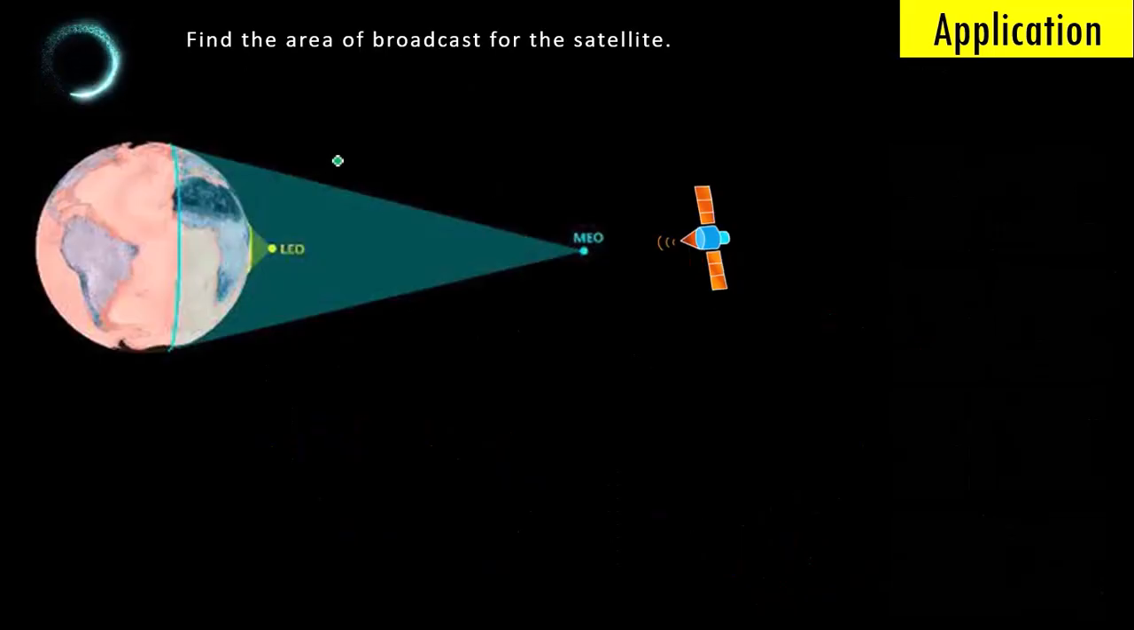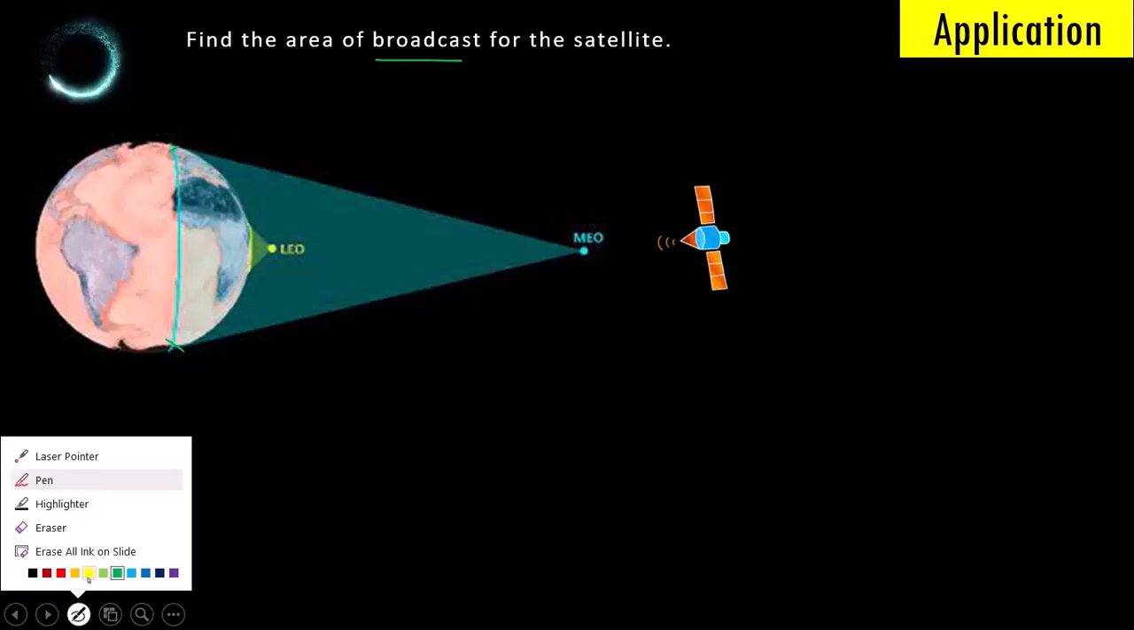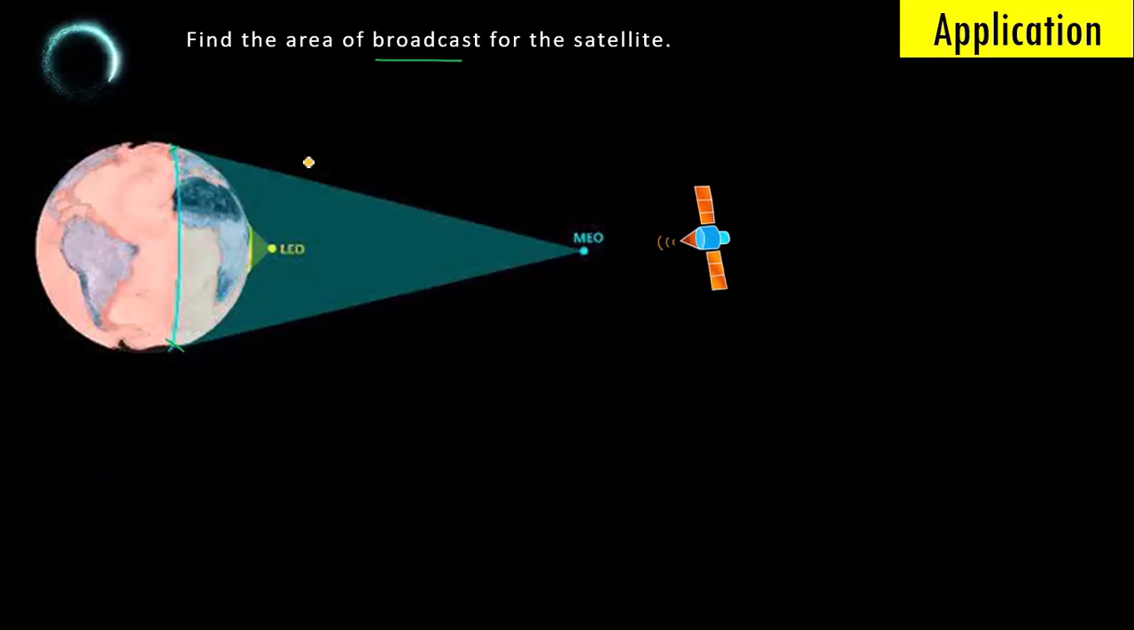Now another typical example where we can apply the concept of solid angle is to calculate the area of broadcast for a satellite. If there is a satellite which is making an angle, from this the signal is coming. Now this part of the earth is being observed by the satellite. I want to calculate the broadcast region area, that means this area. What is the surface area that has been covered under the broadcast situation?